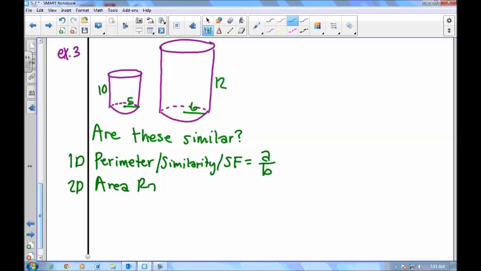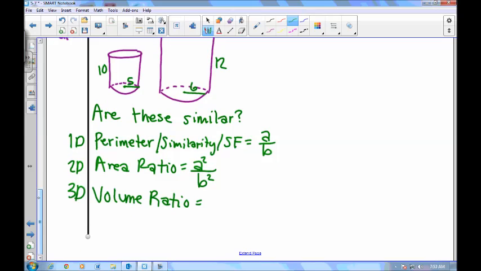Area ratio is not A over B. What is it? A squared over B squared, because area is the number of unit squares you can fit inside the shape. So, using some reasoning, volume ratio follows the same pattern, cubed: A cubed over B cubed.